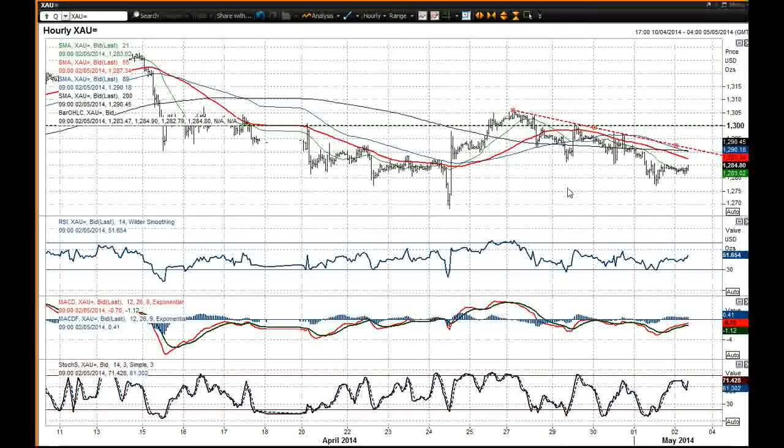Gold also will be impacted by this non-farm payrolls number out at 1:30 this afternoon. Any dollar strength should pull gold lower, but we wait and see how that one pans out.